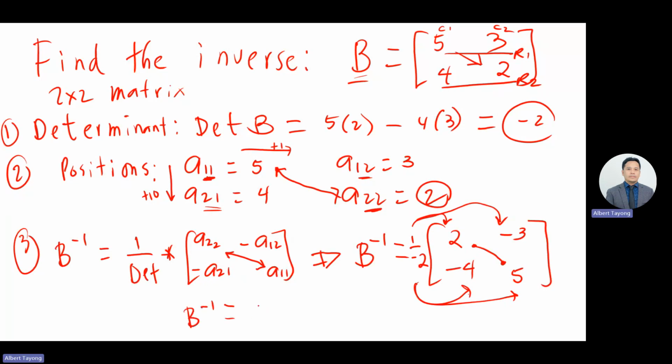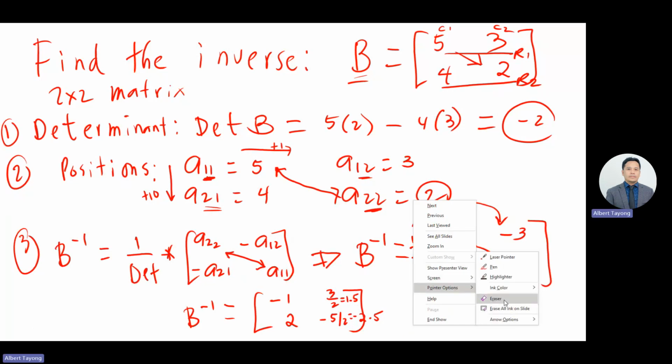So our inverse is equal to, we have 1 over negative 2 times 2, which is negative 1. And then we have 1 over negative 2 times negative 3, which is 3 over 2, or 1.5. And here, 1 over negative 2 times negative 4 is equal to 2. And 1 over negative 2 times 5 is negative 5 over 2, or negative 2.5. Okay, so that's the answer. We have negative 1, 1.5, then we have 2, negative 2.5.